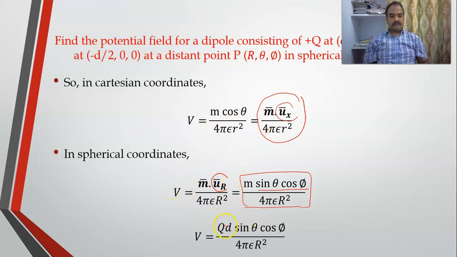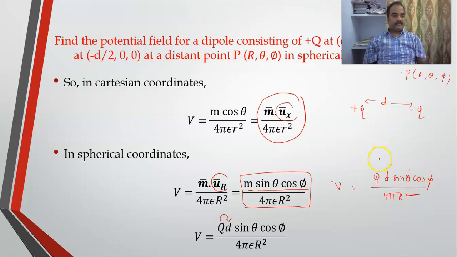Now if you carefully see, the m value I know already, it is q into d. Sine theta cos phi I do have, over 4 pi epsilon r square. So my final expression for voltage in terms of spherical coordinates is qd sine theta cos phi by 4 pi epsilon r square, where d is the distance between the two charges. Theta and phi are the representations of the point P, (r, theta, phi). Having discussed these things, now we will move on to the next problem.